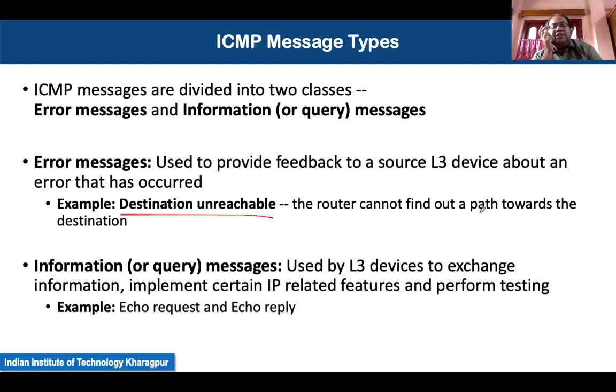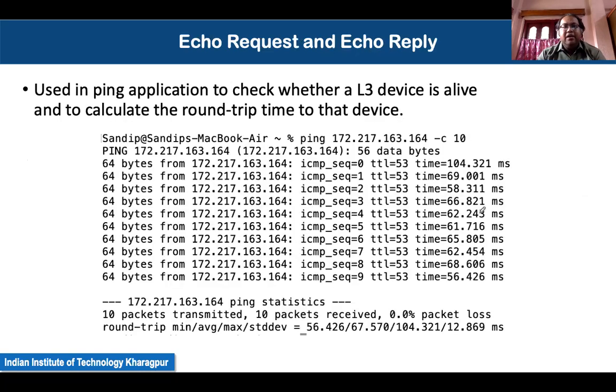The information or query messages are used by L3 devices to exchange information, implement certain IP-related features, and perform certain testing. For example, echo request and echo reply. These are the two popular ICMP messages we'll see in a while. So let us see a few example use cases of ICMP. First, we will look into ICMP echo request and ICMP echo reply.